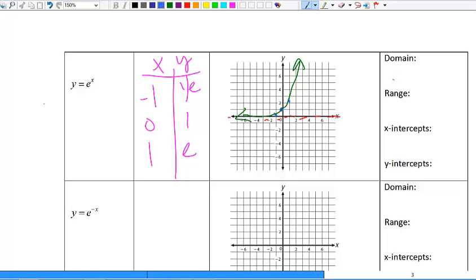Now for the domain, we're still going from negative infinity to infinity. For the range, this time we're bounded by 0 going up. It does not cross the x-axis. It does cross the y-axis at 0, 1.